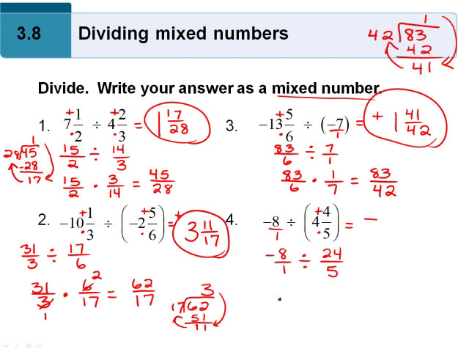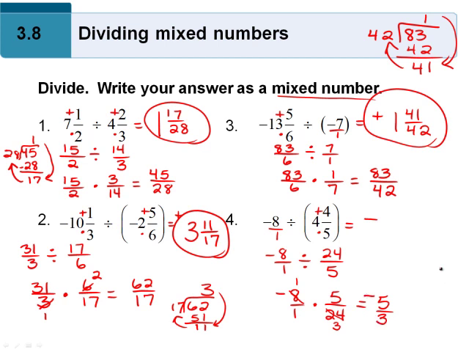Okay? Now, keep, change, flip. So negative 8 over 1 times 5 over 24. Okay? So the 8 and 24 have a common factor of 8. So 8 divided by 8 is 1, and 24 divided by 8 is 3. So I have 1 times 5 is 5. 1 times 3 is 3. Okay? And it's a negative.